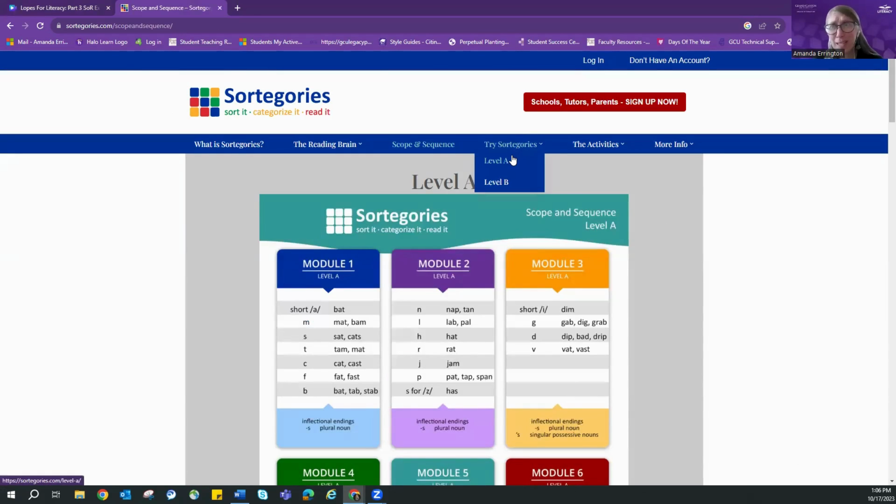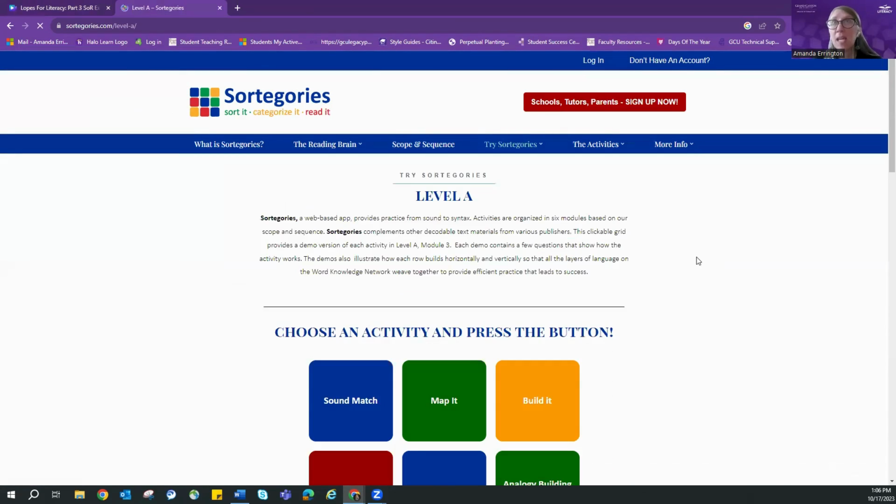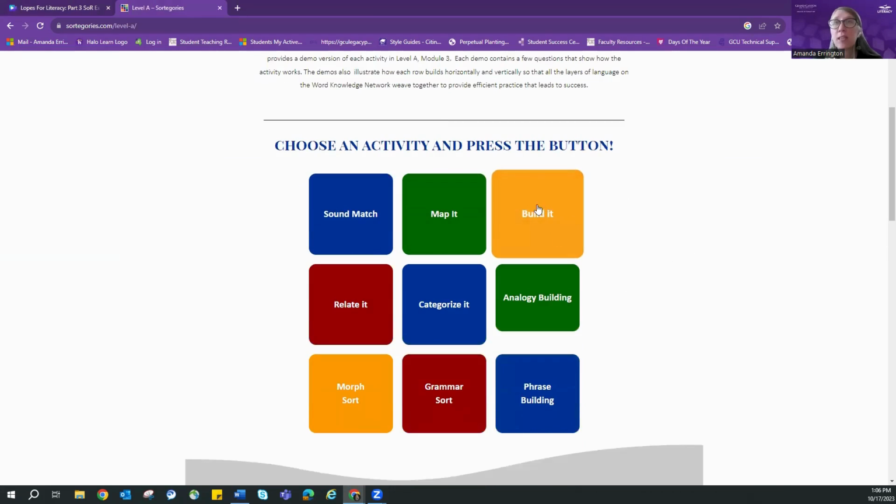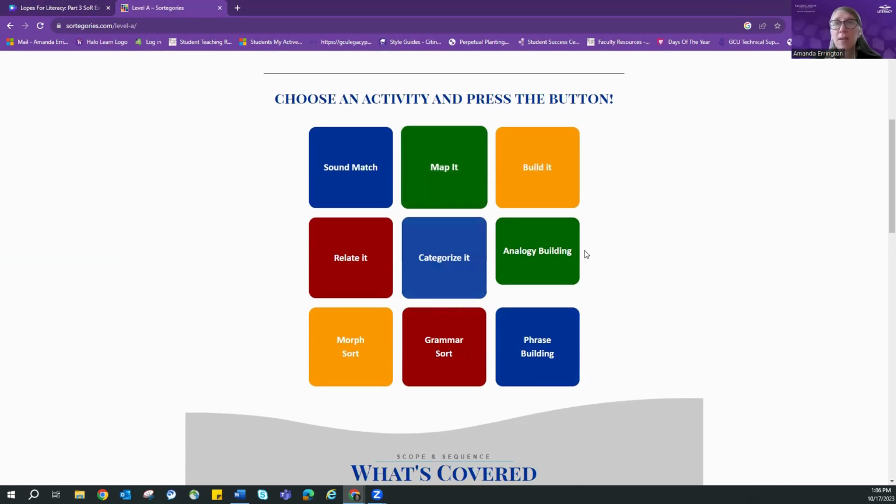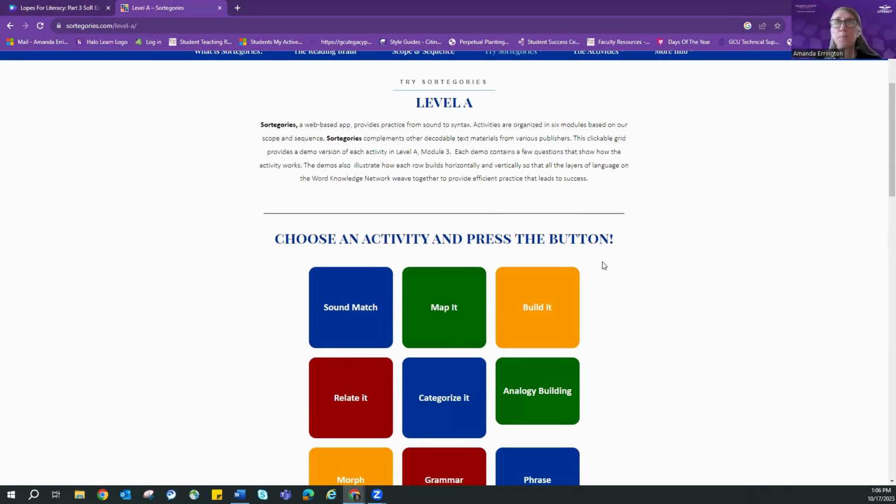And it's really fun. I tried it out, you can try it out, level A and level B. And I really enjoyed this Build It that has to do with decoding. And there's just a lot of different options for you to try out to see if this is something that would work in your classroom.